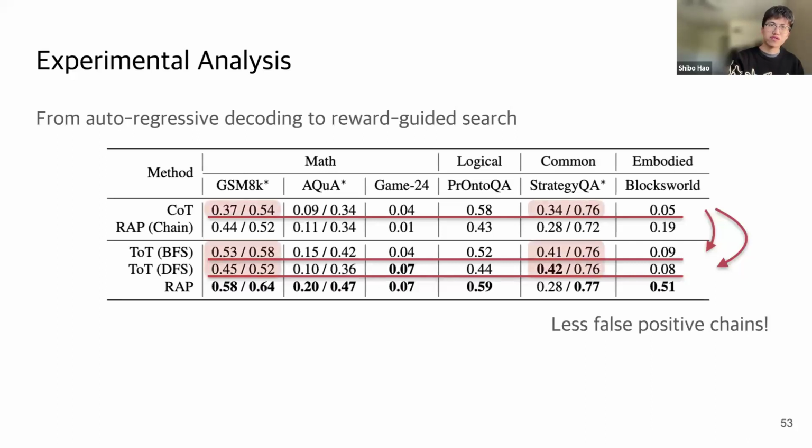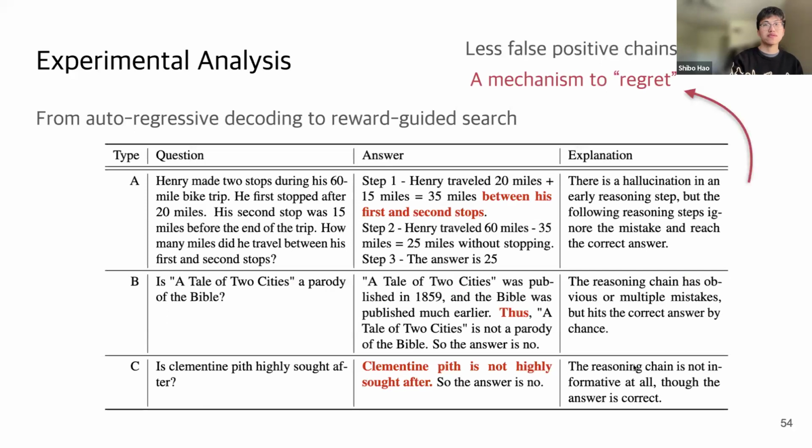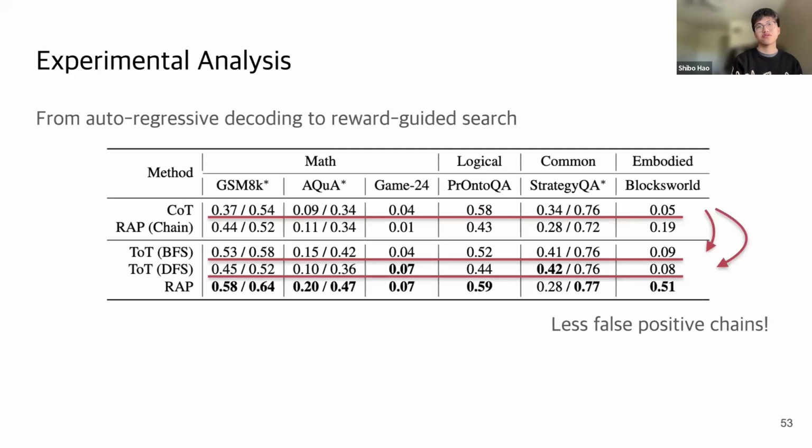One very interesting finding is that it's not just a higher metric. We also observe there are fewer false positive chains, indicated by the smaller gap between the reward-guided method and the answer-based metric.